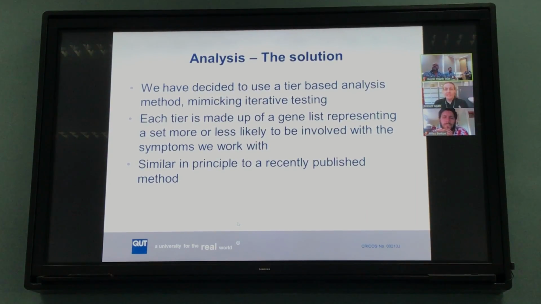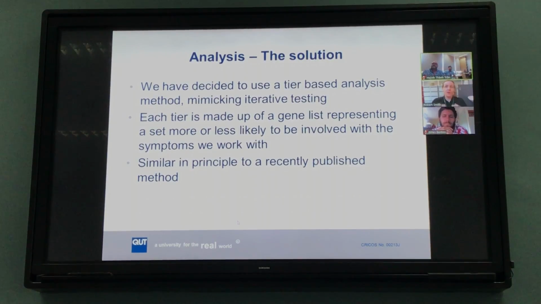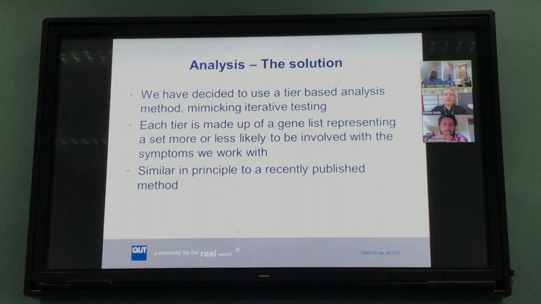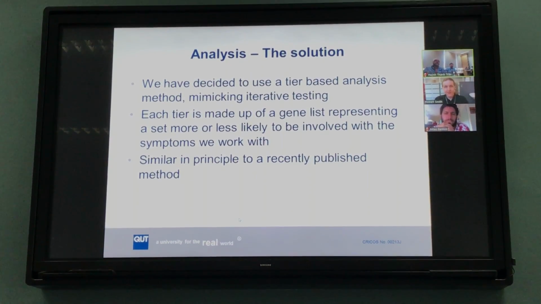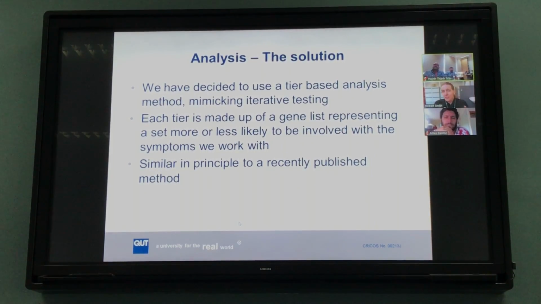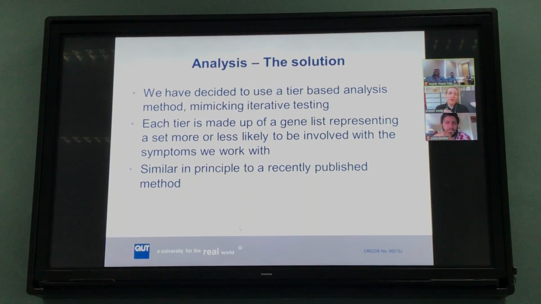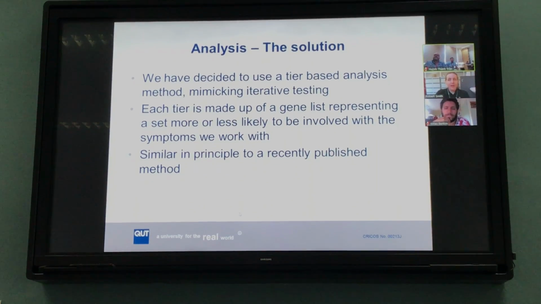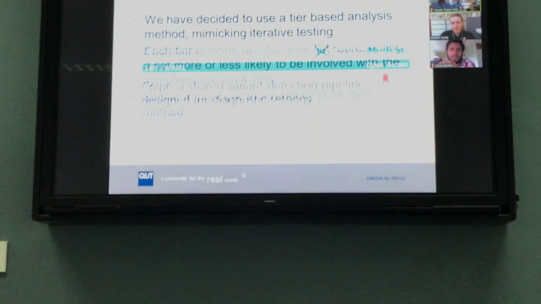So we've decided to use a tier-based analysis method, which mimics the process of differential testing, which used to be the standard in hospitals, where you would start with the most likely to be mutated, and then you would move on to the exons that were the next most likely, and the next most likely, and so on until we reached, hopefully, the end of the testing and found what the problem was. Each tier on this system is made up of a gene list, starting with those more likely to be involved in the disease and less as we go out. And it's similar in principle to a recently published method, but we didn't come up with this independently.